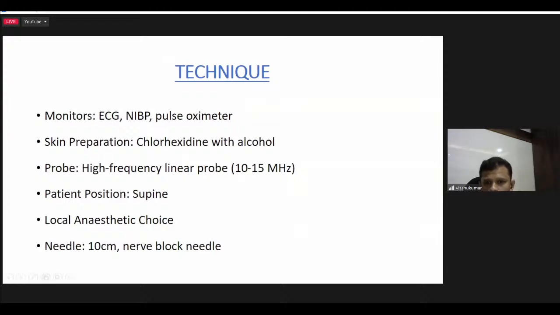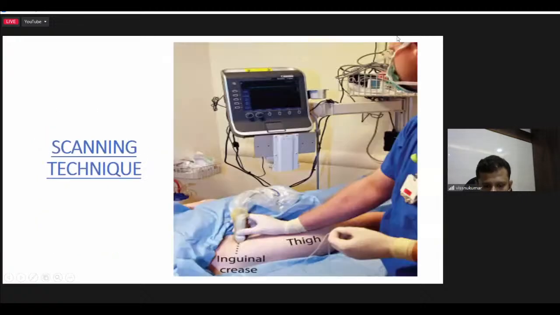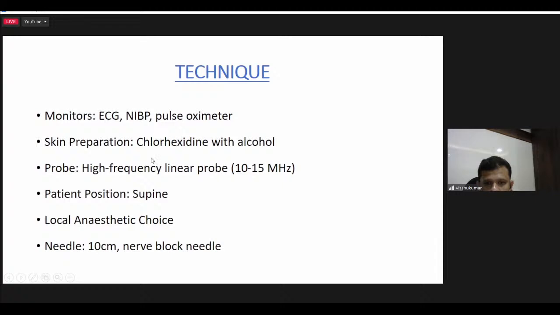Next, for all the basic blocks, these are the first steps you have to do. First, ASA standard monitors, ECG, BP, and pulse oximeter should be there, and you should have the anesthesia machine checked and all the airway equipment ready. Okay, now the skin should be prepared with chlorhexidine with alcohol, and there should be a high frequency linear probe with the block needle. Patient position is always supine.